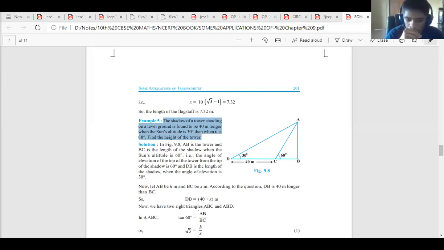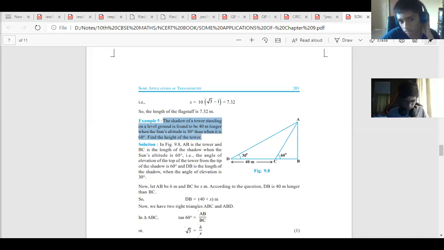The shadow of a tower standing on level ground is found to be 40 meters longer when the sun's altitude is 30 degrees than when it is 60 degrees. Same tower, the shadow formed when the angle of sun's elevation is 30 degrees and 60 degrees, that we have to calculate.